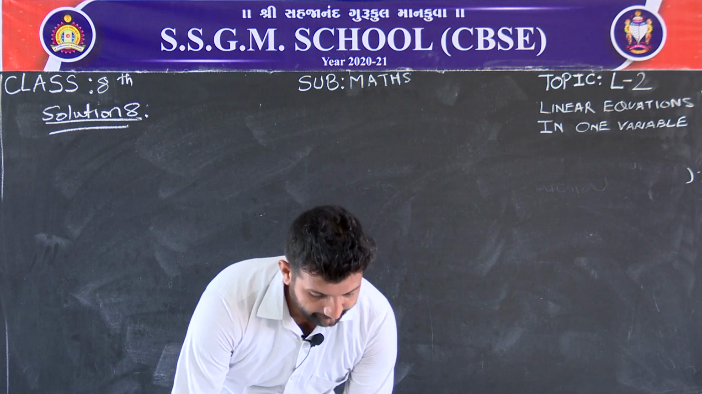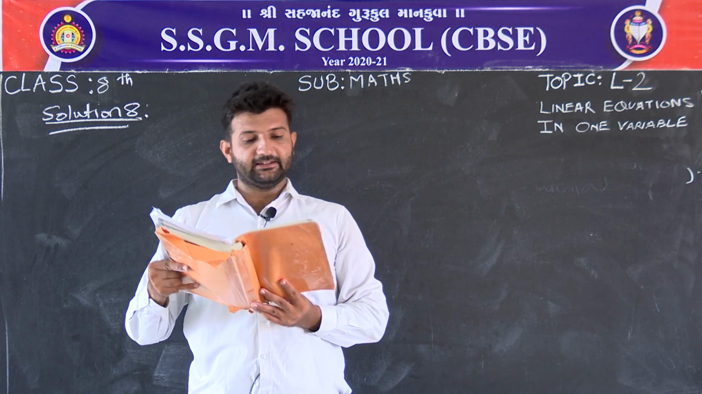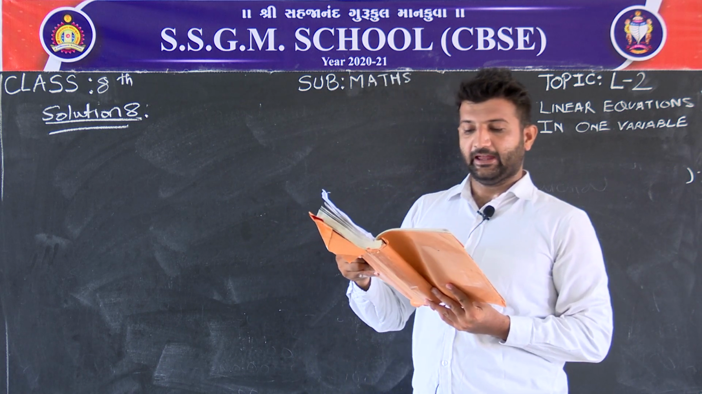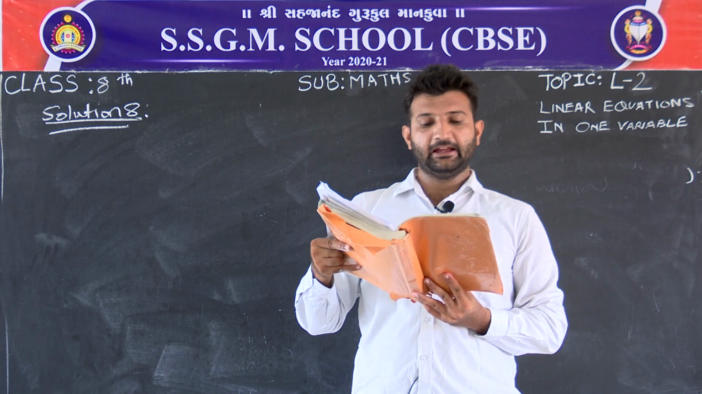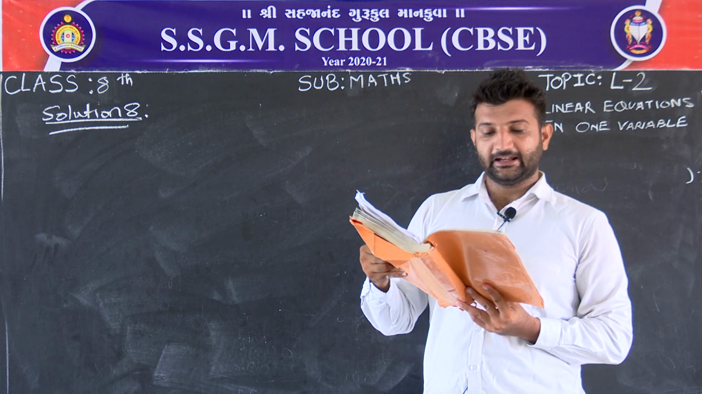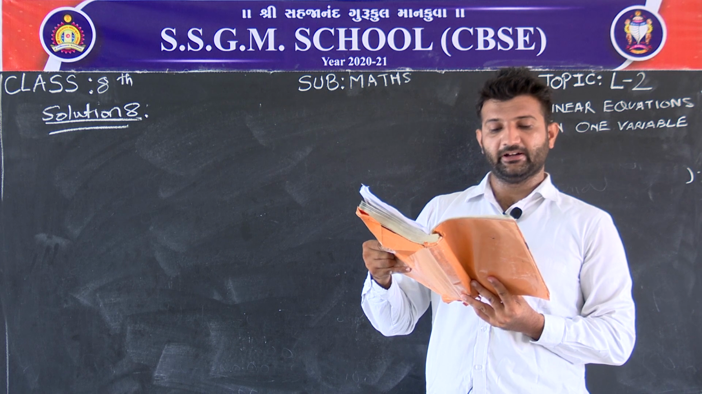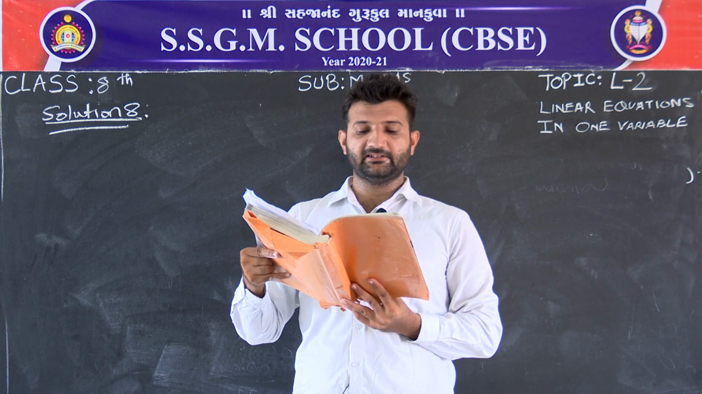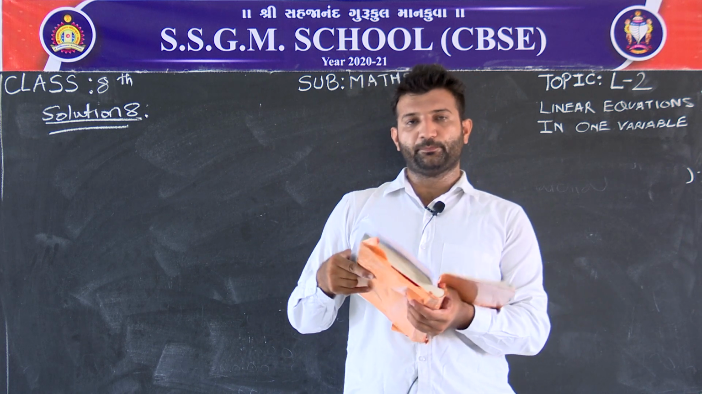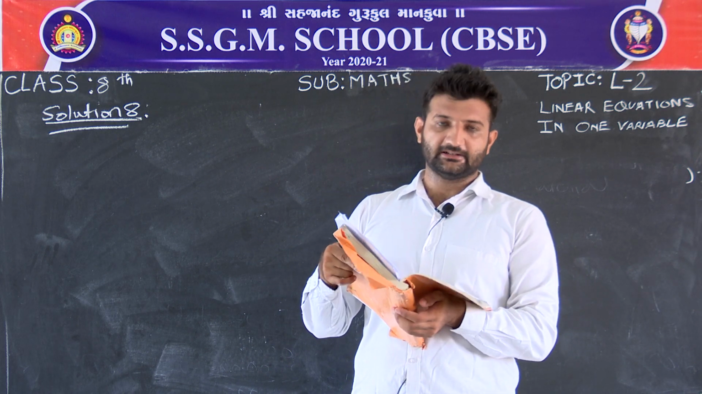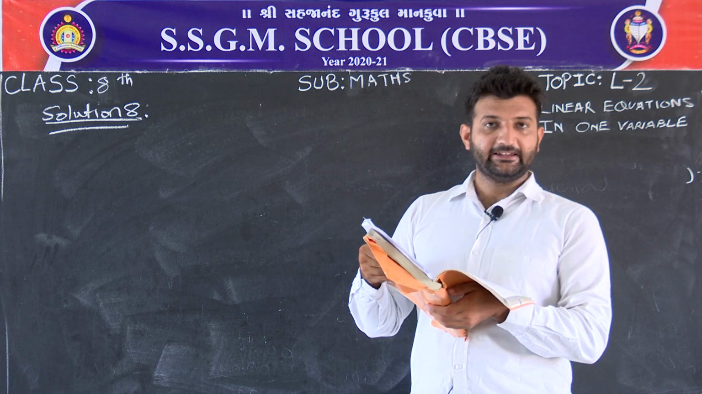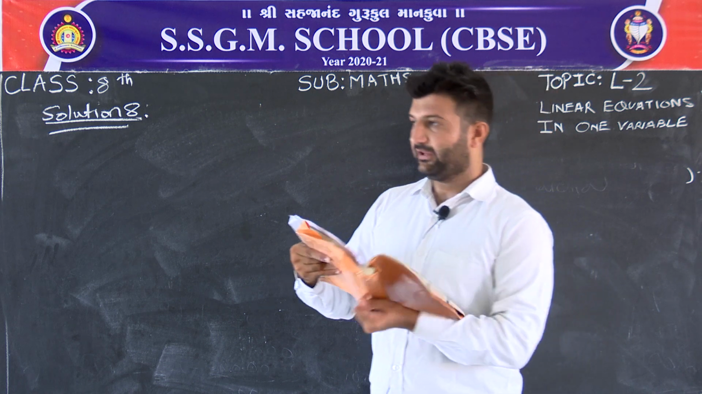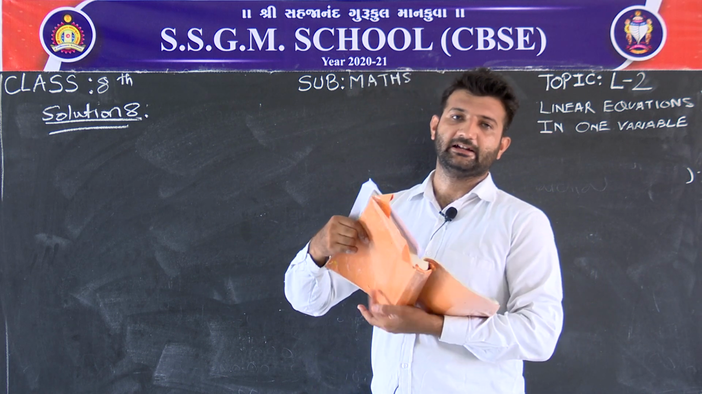Question number 8 says that half of a herd of deer are grazing in the field and 3/4 of the remaining are playing nearby. The rest 9 are drinking water from the pond. Find the number of deer in the herd. Here the word herd is used; herd is generally used for a group. So there is a group of some deer in which a few are grazing in the field, a few are playing and a few are drinking water. So we have to find the total number of deer in this question.